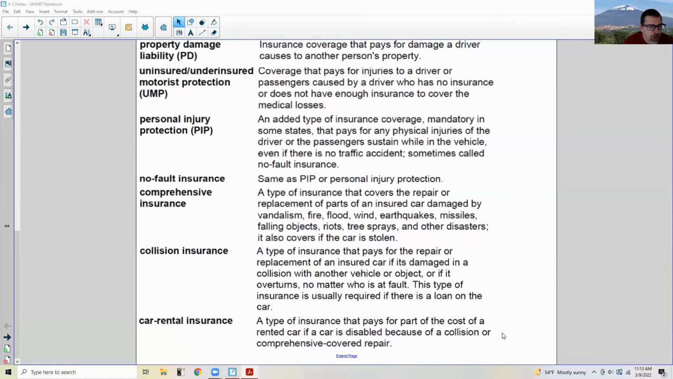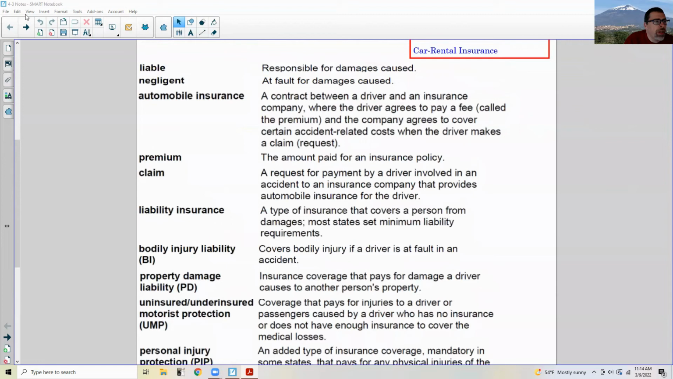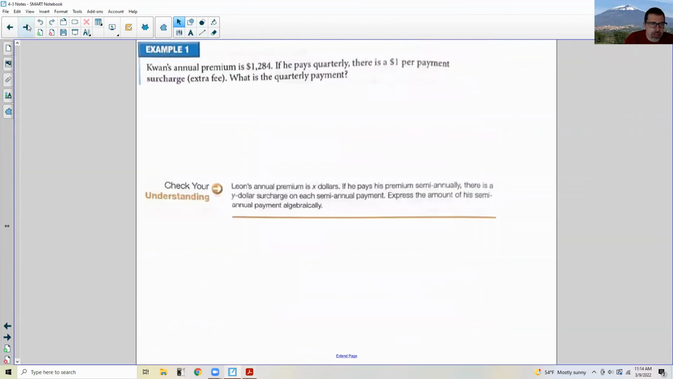And the last one, car rental insurance, a type of insurance that pays for part of the cost of a rented car if a car is disabled because of a collision or a comprehensive covered repair. I know the policy that I have has car rental insurance on it. So when I rent a car, I don't get the insurance from the rental agency because my insurance company will cover the rental. So it's just an added expense if you get more insurance. Okay, so there's all the vocab. So let's jump right into the examples.